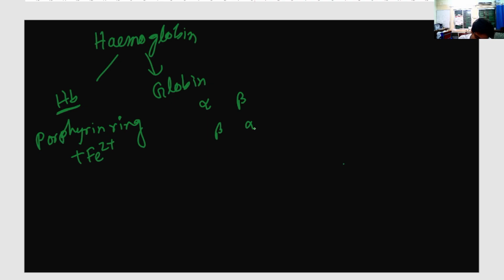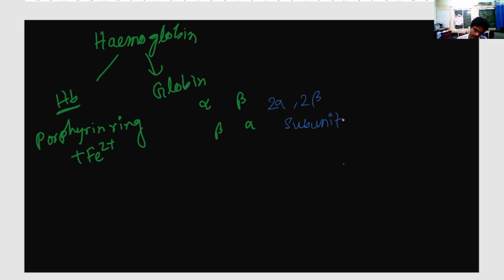It's a kind of mesh network of 4 subunits. Depending on their subunits, different types of hemoglobin are there. Generally it's 2 alpha and 2 beta subunits. Their position can be changed.